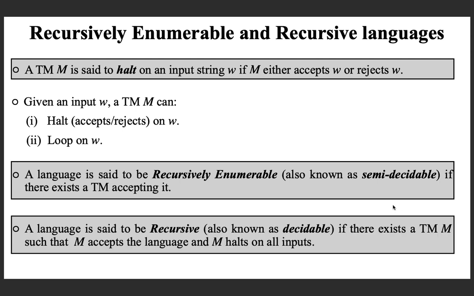Now, there is another class of language. A language is said to be recursive, also known as decidable, if there exists a Turing machine M such that M is accepting that language and also M halts on all inputs. So, can you see the difference between these two? Here you need an arbitrary Turing machine which may or may not halt on a given input string. Then it is a recursively enumerable language.